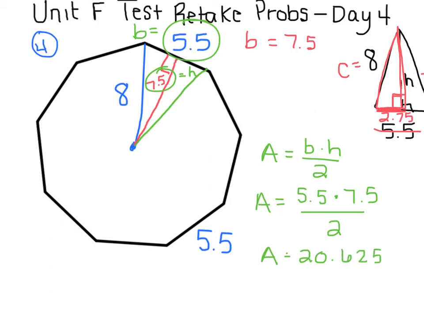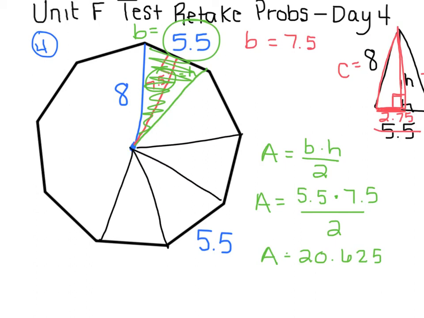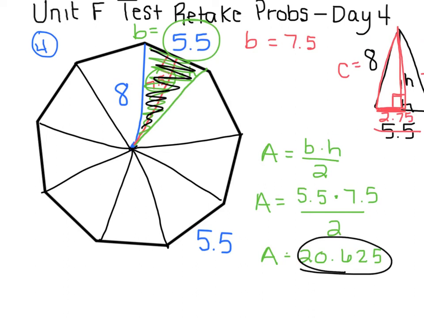So that's the area of this one triangle. But remember, I can take this shape and divide it up into lots of triangles. Every one of those triangles is going to have that same area. So if the area of this triangle that we found a second ago was 20.625, I'm going to have that 1, 2, 3, 4, 5, 6, 7, 8, 9 times.